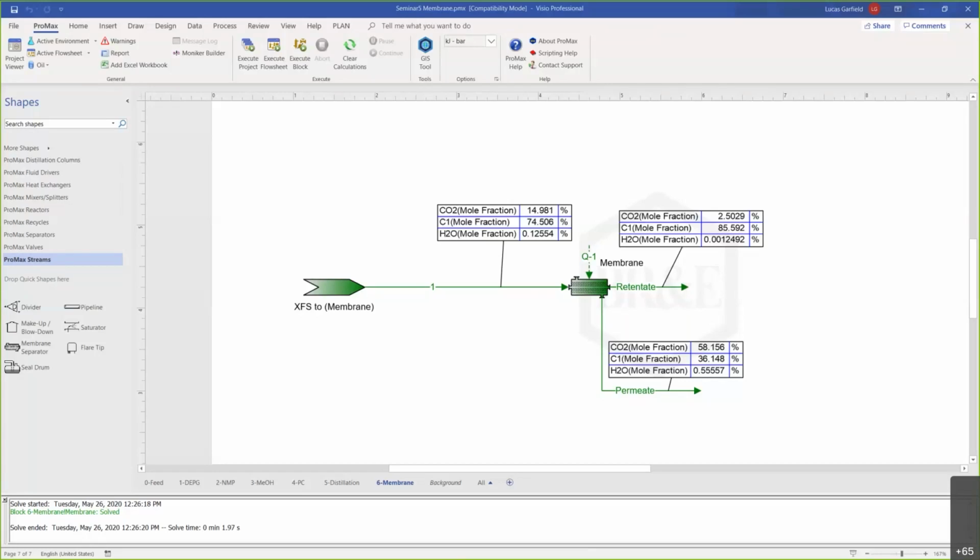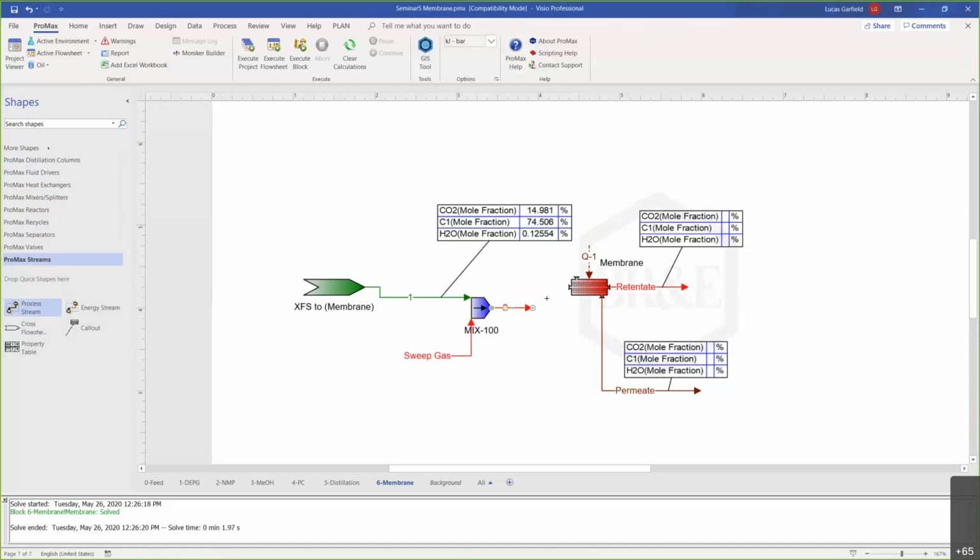That was Glenn asking whether you can simulate sweep gas. Yes, absolutely. If you want to add sweep gas to the permeate side to lower the partial pressure, you would just go ahead and put it in. You could just take a mixer and have an outlet stream, and then you could add sweep gas like this. And you could just mix those 2 streams together and then put them into your membrane. So that's how you would do sweep gas.